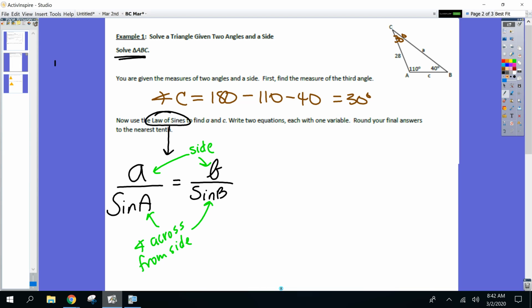12, you ready? Big job. 12 in the house. Hi, Maya. Let's pick a side. What side do you want to find? Okay, let's do it. Let's find side A.